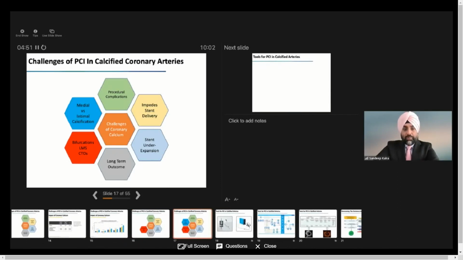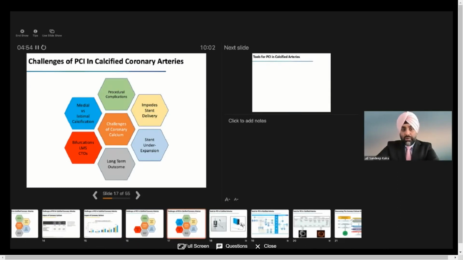And then also we must be able to distinguish the difference between medial and intimal calcification. Pathophysiologically, they are very different occurrences, and how we treat them is extremely different as well. It is no longer acceptable just to say that you have a calcified vessel. We need to define whether this is intimal or medial calcium, and we will choose our tools appropriately according to where the calcium is.